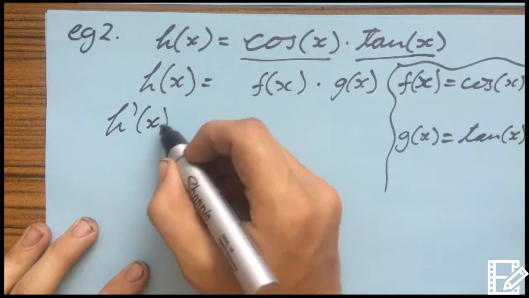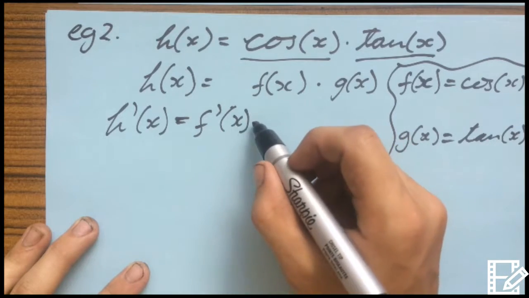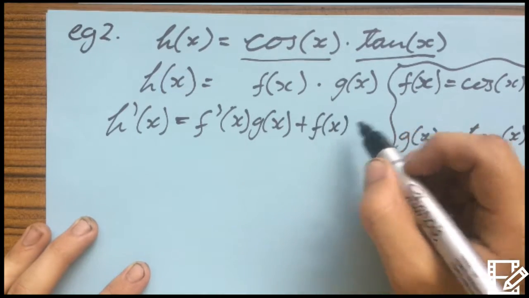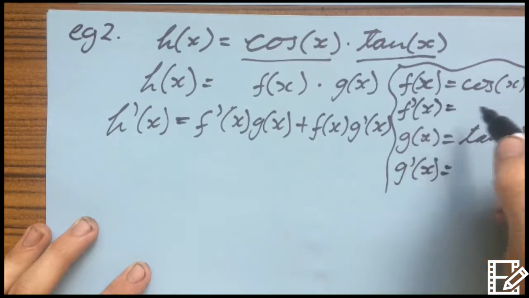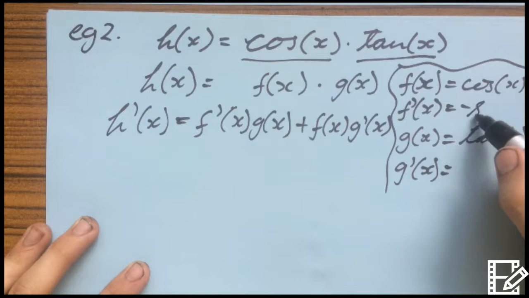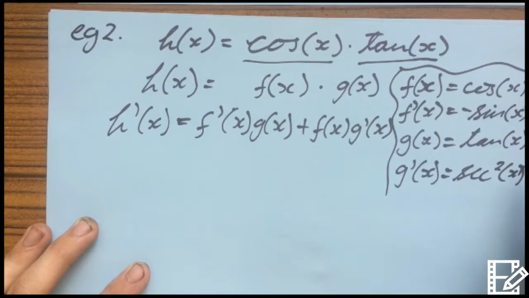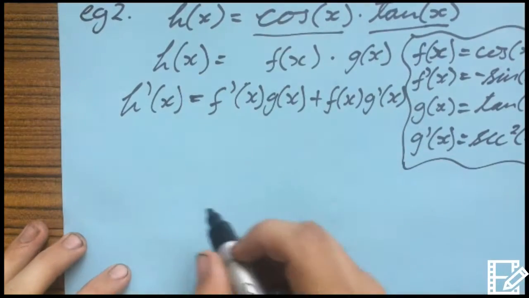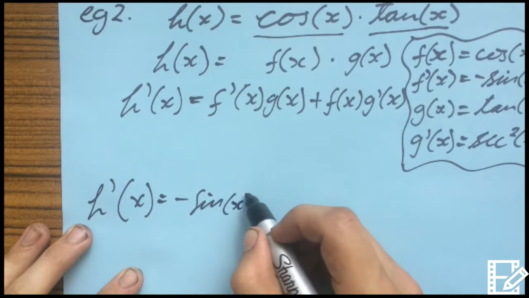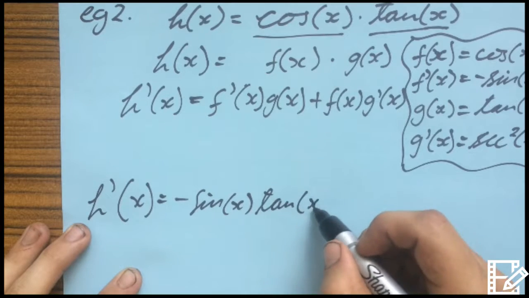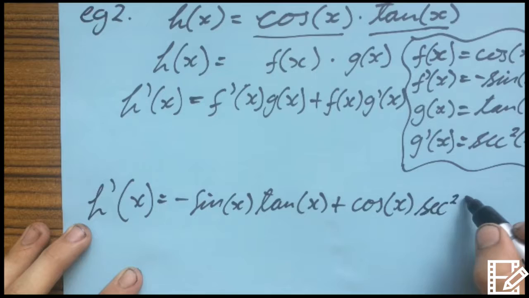So the formula for the derivative of the h function is the derivative of f(x) multiplied by g(x) plus f(x) multiplied by the derivative of g(x). So yet again, we need to find the derivative of g(x) and the derivative of f(x). The derivative of cosine of x is negative sine x, and the derivative of tan x is sec squared x. So now we have them, we can fill it in. Derivative of f(x), negative sine x, multiplied by g(x), tan x, plus f(x), cosine of x, multiplied by the derivative of g(x), which is sec squared x.